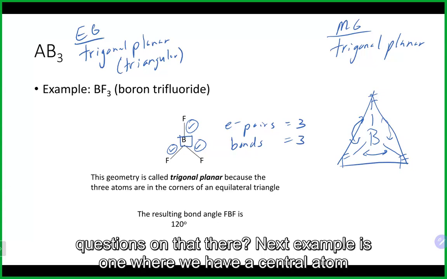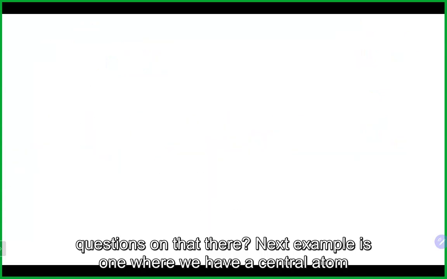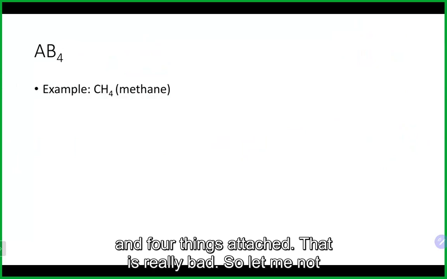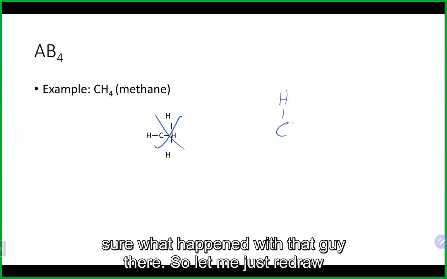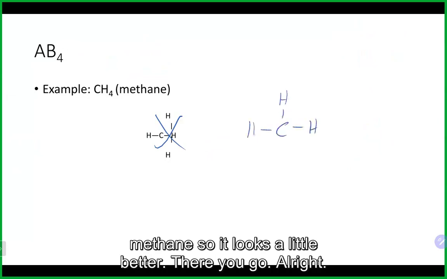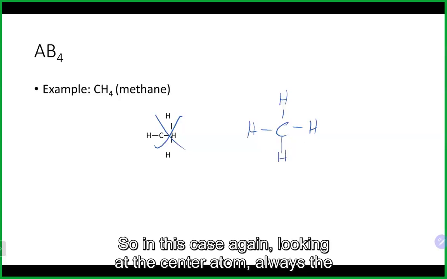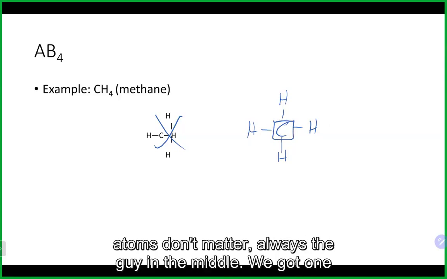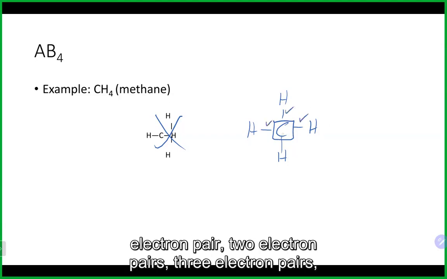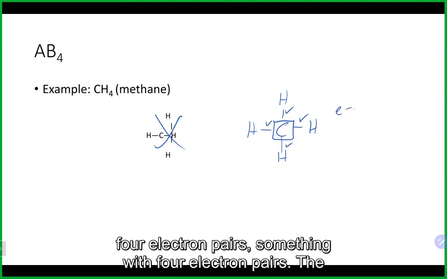Next example is one where we have a central atom and 4 things attached. That is really bad. So let me redraw methane so it looks a little better. There you go. All right. So in this case, again, looking at the center atom, always the one you want to look at. When you're doing geometry, outside atoms don't matter. Always the guy in the middle. We got 1 electron pair, 2 electron pairs, 3 electron pairs, 4 electron pairs.